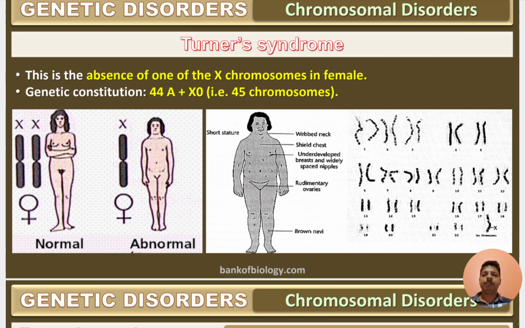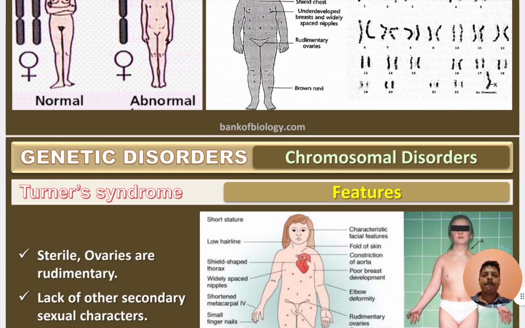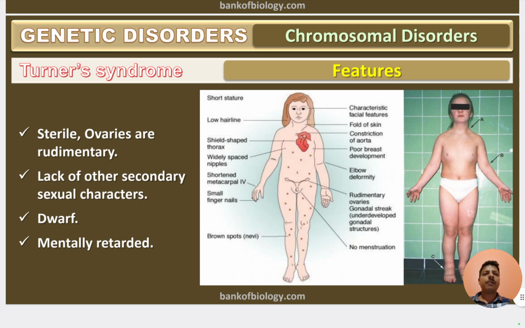Next is Turner syndrome. This is the absence of one of the X chromosomes in a female. Coming to genetic constitution, 44 autosomes and XO, that is 45 chromosomes. Normal one, abnormal one, and they have short stature, webbed neck, shield chest, underdeveloped breast and widely spaced nipples, rudimentary ovaries. Features are sterile, rudimentary ovary, lack of other secondary sexual characters, dwarf, mentally retarded.